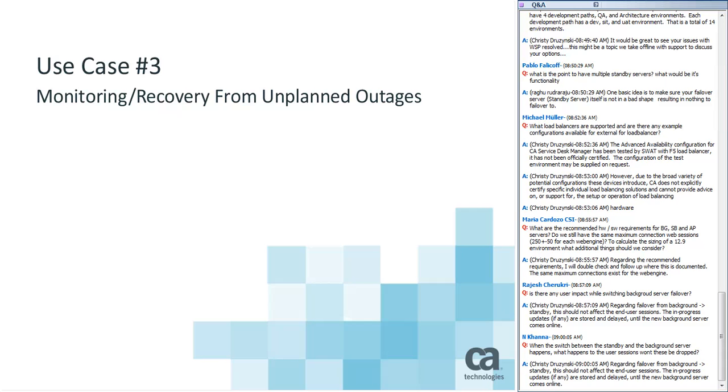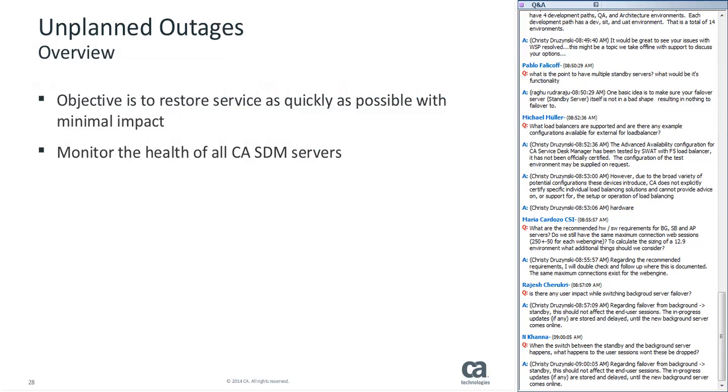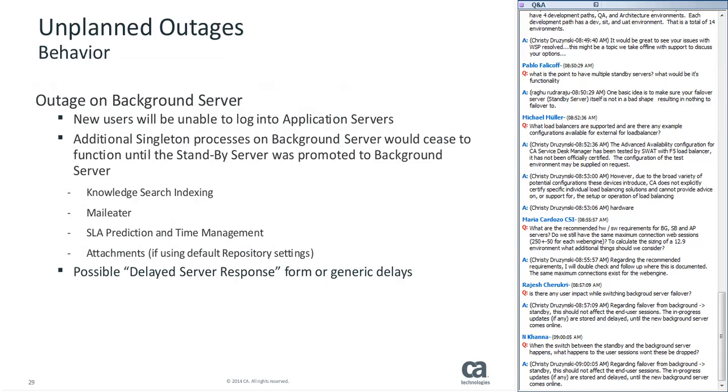So thankfully, Advanced Availability does have some features that help with outage problems. To give an overview of the points we're going to discuss: first, the main objective is to restore service as quickly as possible with minimal impact. And also we're going to discuss some options for monitoring the health of the service desk servers in the environment and some tools that we provide to be able to do that.